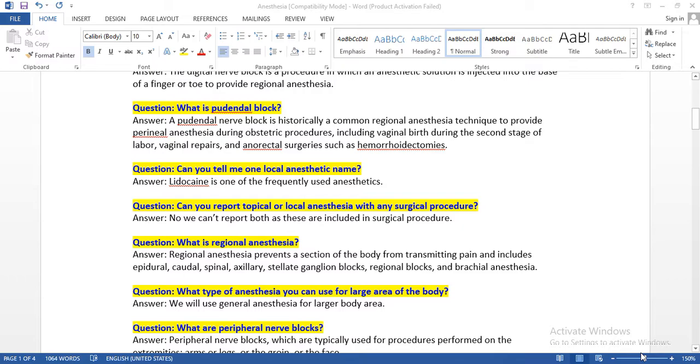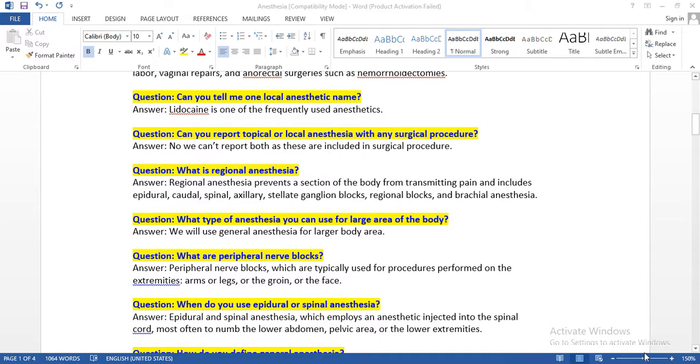Question: What is pudendal block? Answer: A pudendal nerve block is historically a common regional anesthesia technique to provide perineal anesthesia during obstetric procedures, including vaginal birth during the second stage of labor, vaginal repairs, and anorectal surgeries such as hemorrhoidectomies. So, usually we use this anesthesia in obstetric cases.